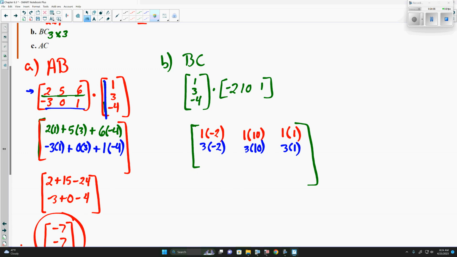And then we're going to do this one last time with our third row. So third row, first column, which would be negative 4 times negative 2. And we'd have negative 4 times 10. And lastly, negative 4 times 1.